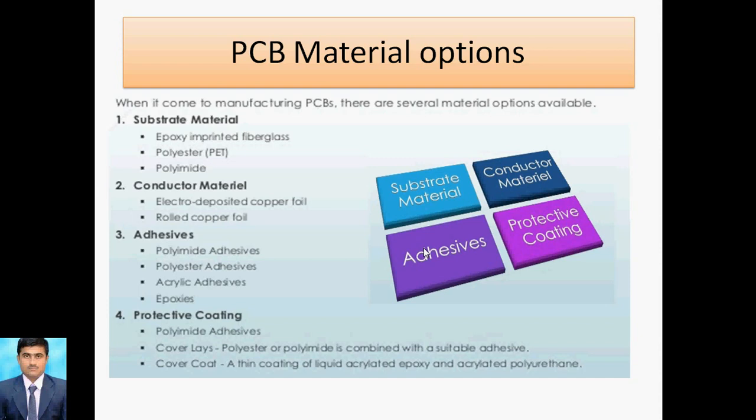The next point is for adhesives. So polyamide adhesives, polyester adhesives, acrylic adhesives, epoxy adhesives. These are the types of adhesives available with us. Then next, protective coating. So the polyamide adhesives, the coverlays, polyester or polyamide, are converted with a suitable adhesive.